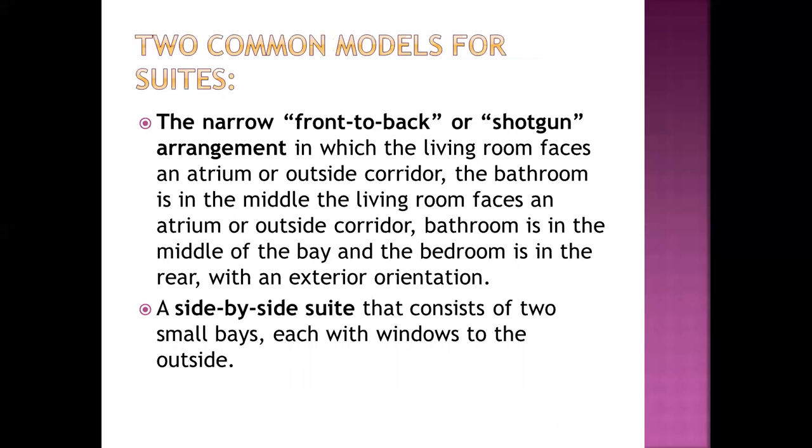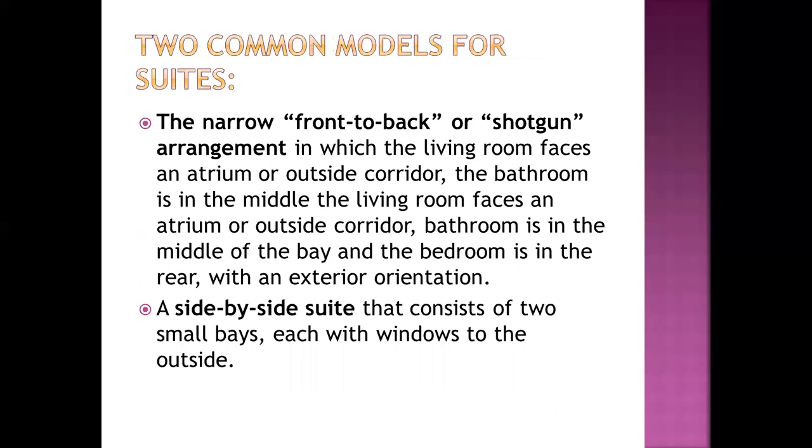So for the suites, we have two common models. We have the narrow front to back or shotgun arrangement, and we also have a side-by-side suite. For the narrow or front to back, ito yung in which the living room faces an atrium or outside corridor, and the bathroom is in the middle of the bay, and the bedroom is in the rear with an exterior orientation. For a side-by-side suite, it consists of two small bays, each with windows to the outside.